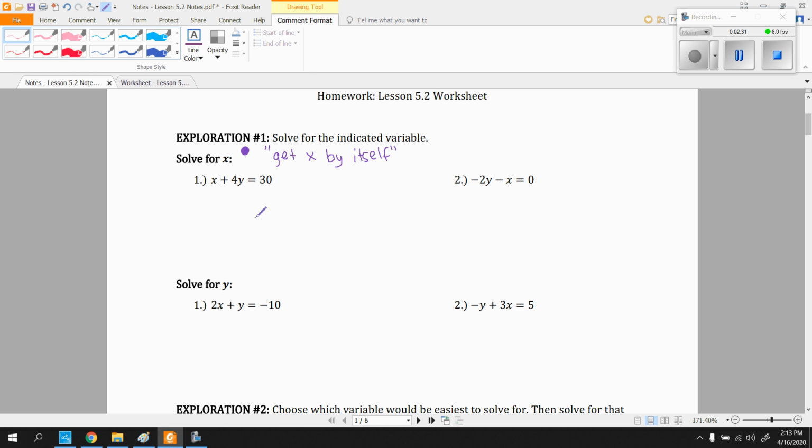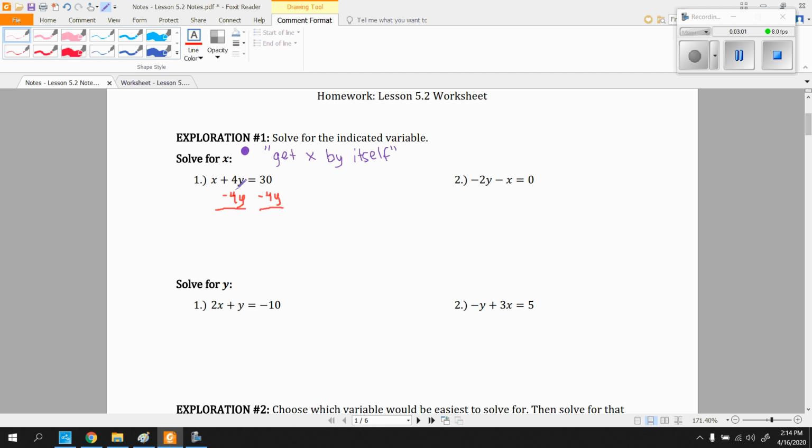And it's going to vary depending on the equation, to see how much work it is. So as I look at this first one, and I don't want to spend forever reviewing this, I want to spend the majority of the lesson actually doing the new stuff, but it's important that we know how to do this. How do I get this x by itself? Right now there's a plus 4y with it. So to get it by itself, I need to get rid of this 4y. How would you get rid of a positive 4y? You would subtract 4y from both sides of the equation.